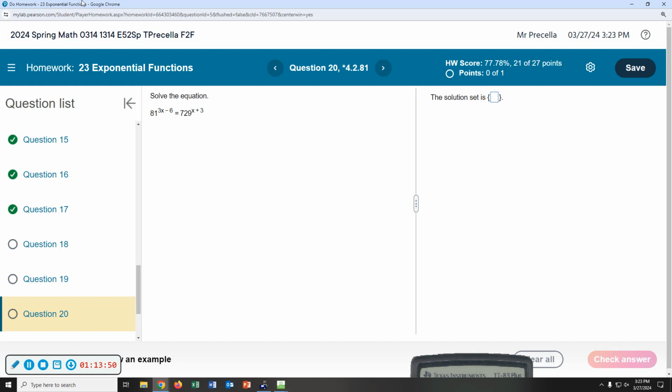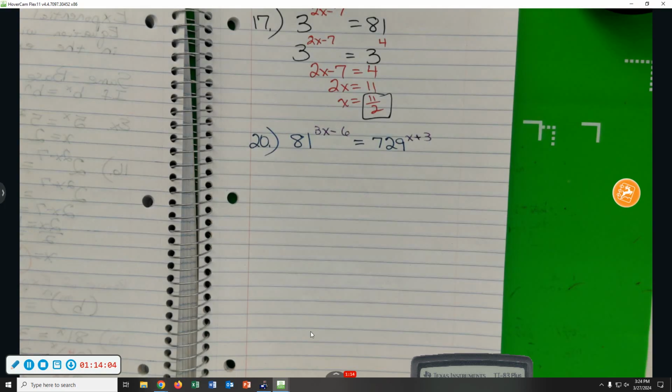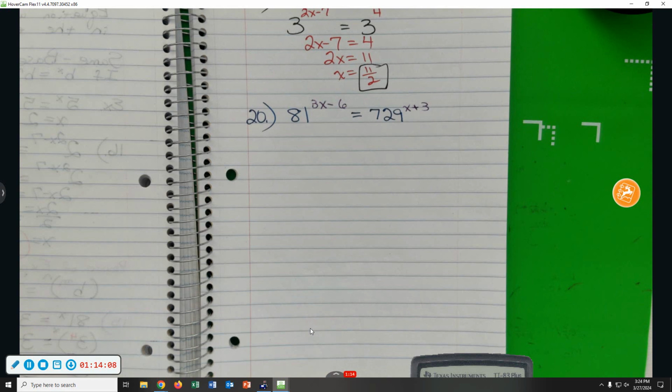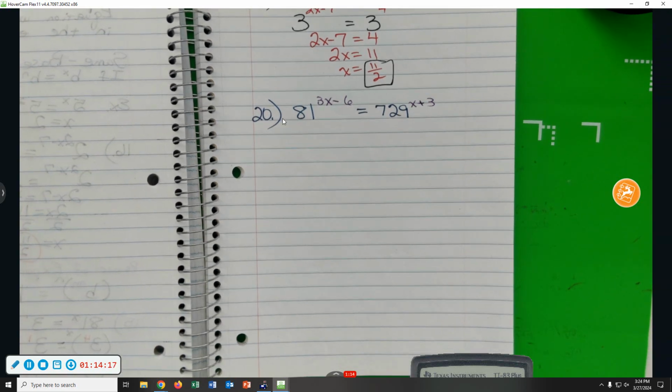81 to the 3x minus 6 is equal to 729 to the x plus 3. Generally, I start with the smaller base and try to create the larger base. So our two bases are 81 and 729.